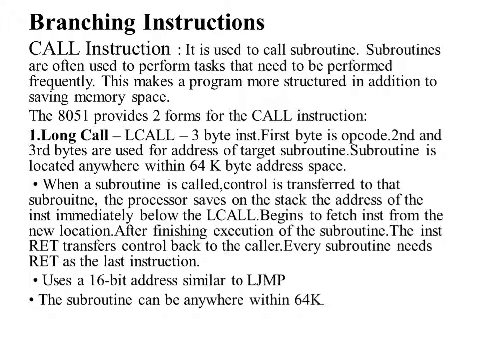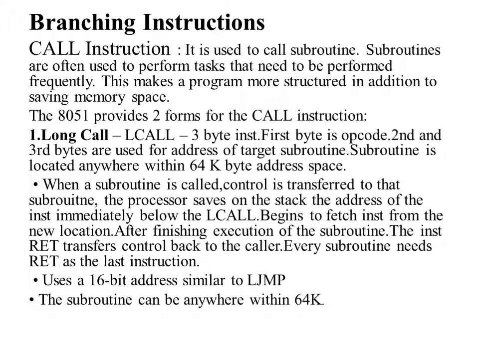Because of this, we can make the program more structured, and we can even save memory space. The 8051 has two types of call instructions, long call and absolute call. What is long call? Long call is a 3-byte instruction in which the first byte is the opcode and the second and third bytes are used for the address of the target subroutine. So that subroutine may be located anywhere in the 64 kilobyte address space.